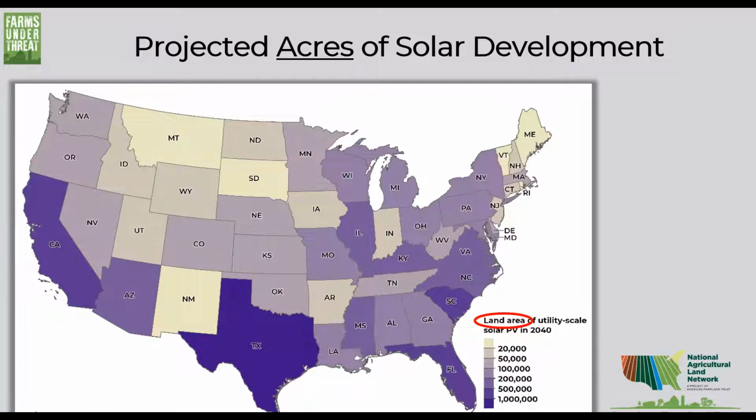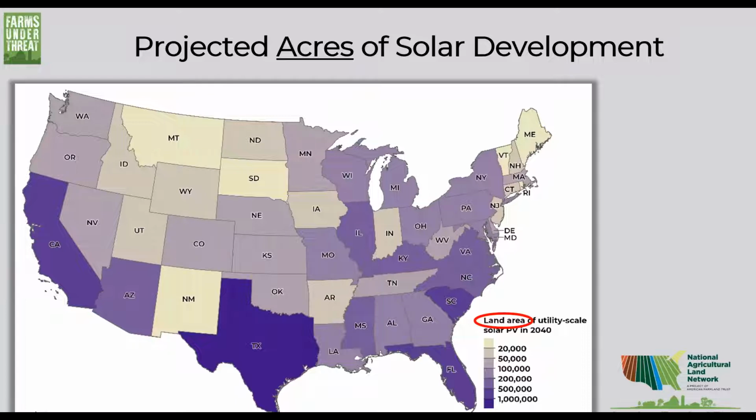So this map shows the projected acres of utility-scale solar photovoltaic energy generation facilities by state in 2040. This data comes from the decarbonization with electrification scenario of the U.S. Department of Energy's Solar Futures Study. That study estimates there will need to be 7.4 million acres of utility-scale solar in place by 2040 to meet federal energy goals.